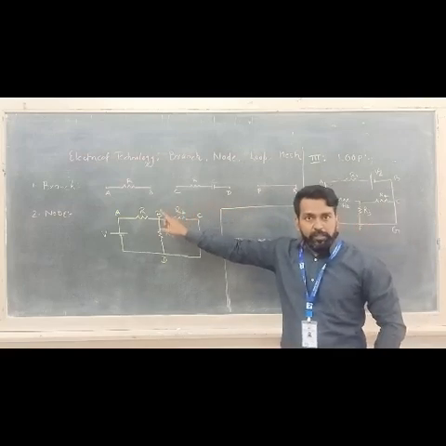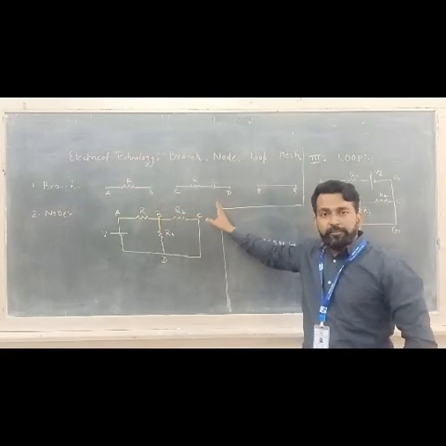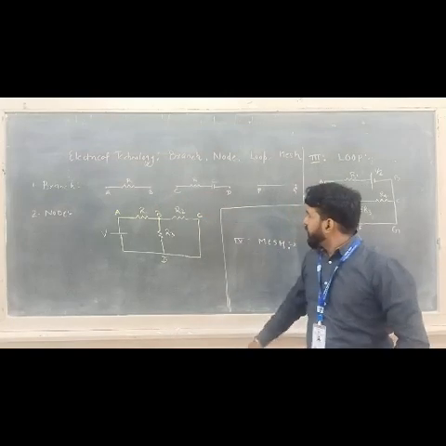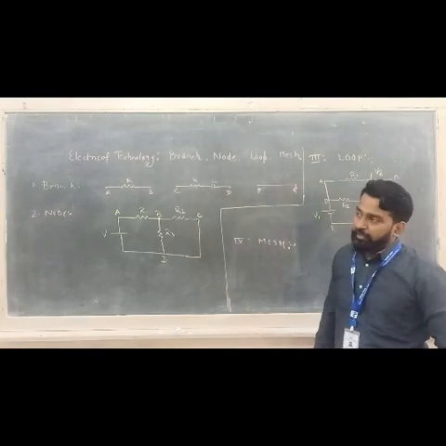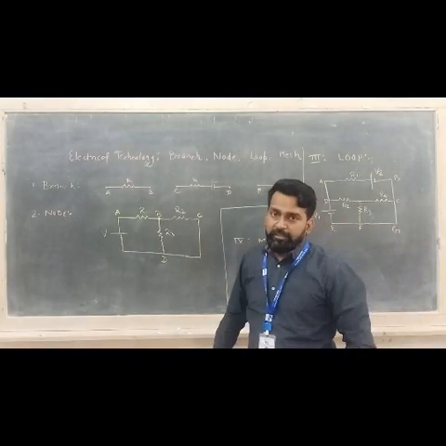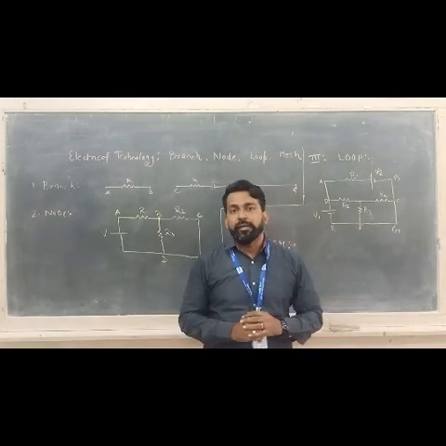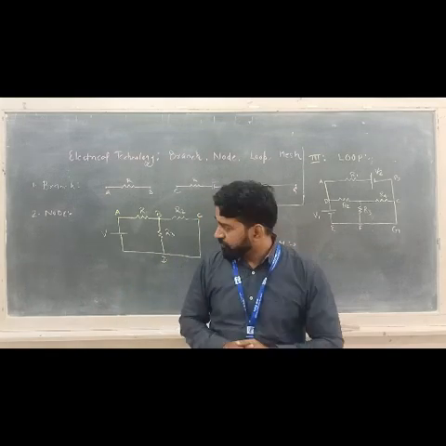So AB is a branch because between A and B we have a resistor connected. CD is a branch because between C and D we have a resistor and capacitor connected. PQ is not a branch because there is no electrical component. So I summarize the concept of branch: if one or more electrical components are connected between any 2 points, then that forms a branch.